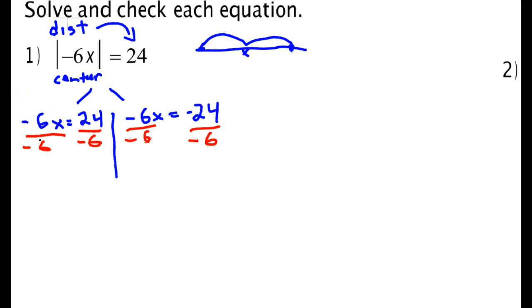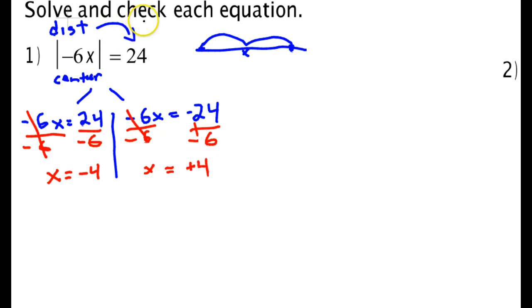Negative 6 divided by negative 6, 1. 24 divided by negative 6, negative 6 divided by negative 6 again, 1. And you see how side by side the steps are about the same? You'll have the same work. Watch out, double negatives.